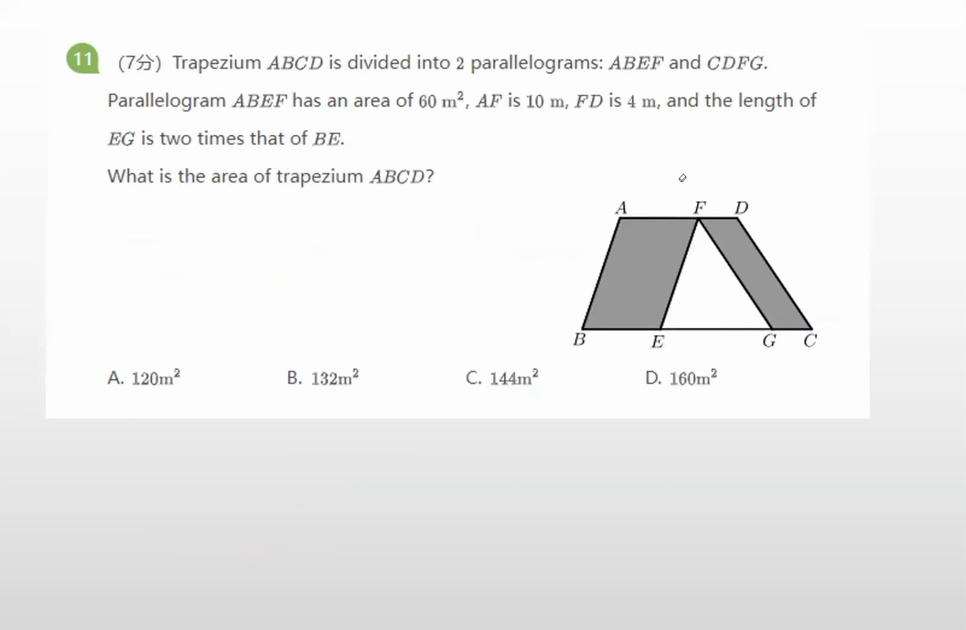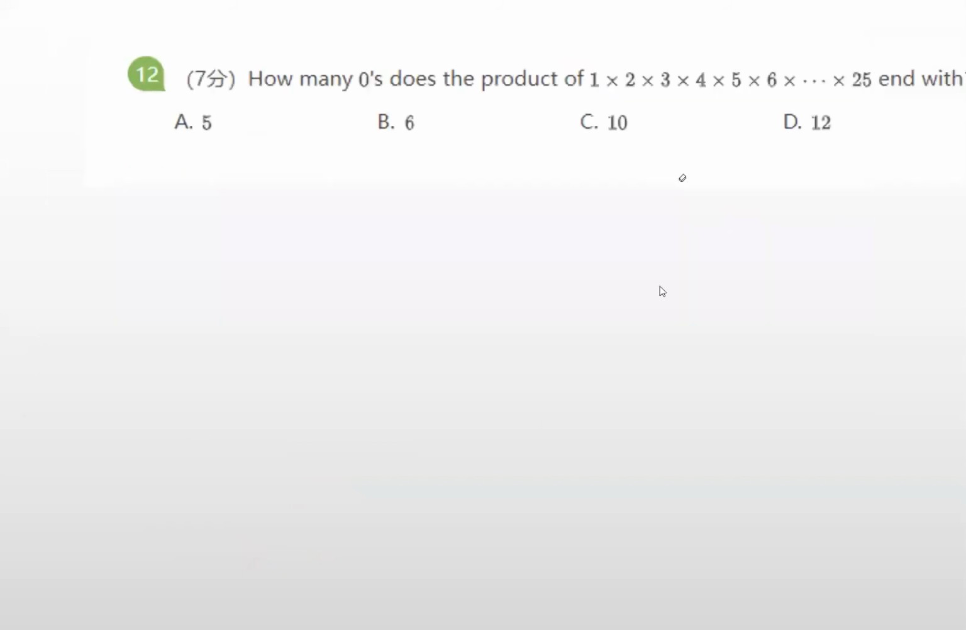Let's look at our question 12. Aha, so this one got many of you. Only 46.67% of you got this one right. So we want to work out how many zeros are in the product of 1 times 2 times 3 up to 8 times 25 and so on. So we want to know how many zeros there are.